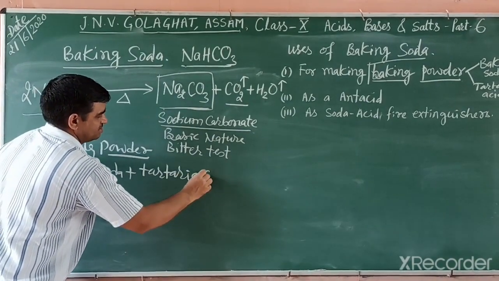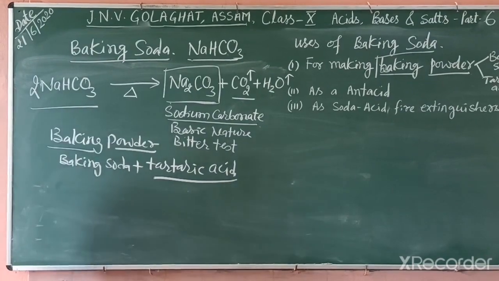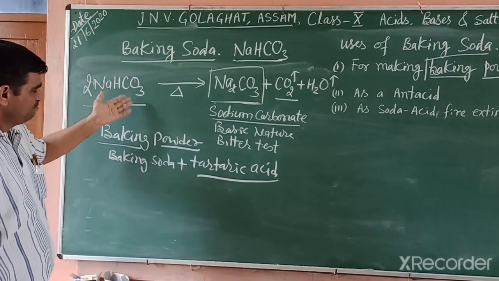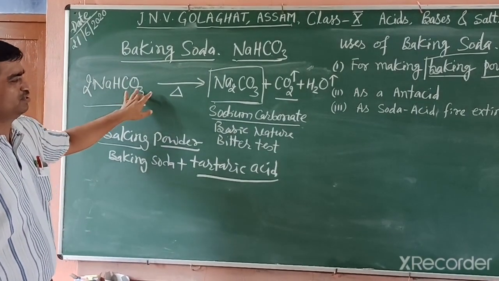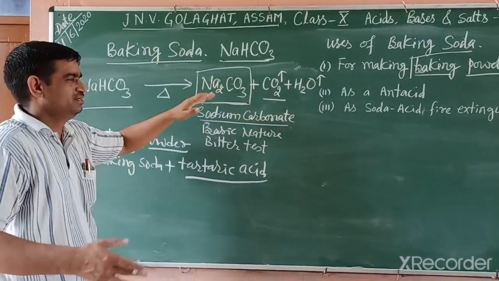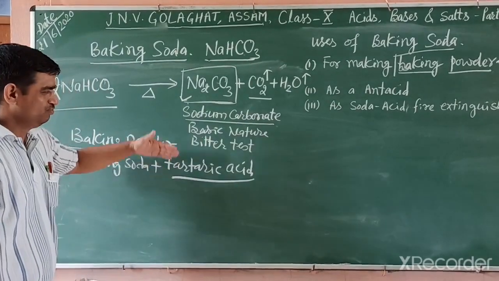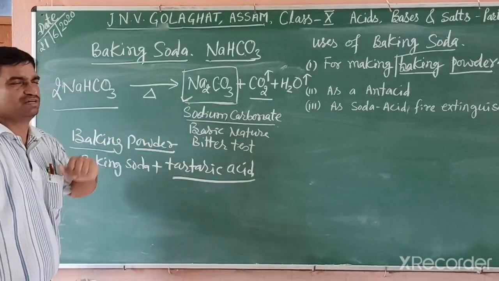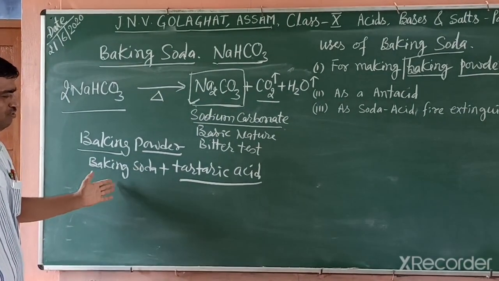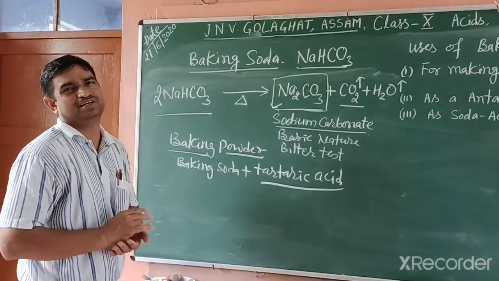Tartaric acid. The question comes: why do we mix tartaric acid with baking soda? The reason is that when we heat baking soda, it is converted to sodium carbonate, carbon dioxide and water. The gases are released, but in bread and cakes the sodium carbonate remains and gives a bitter taste. To neutralize this base, we mix in a weak acid known as tartaric acid, so our bread and cakes do not taste bitter and can easily be eaten.